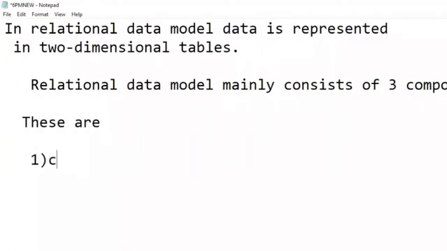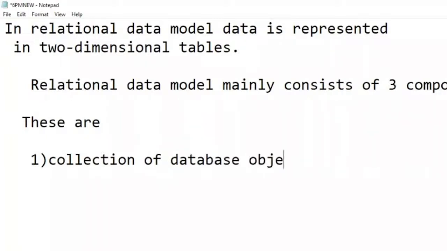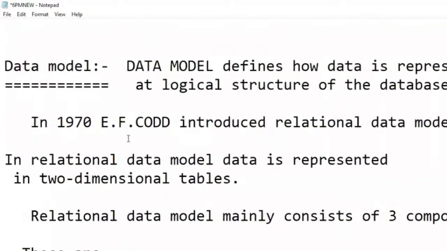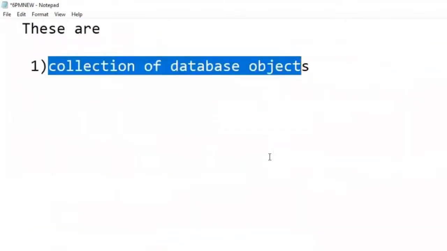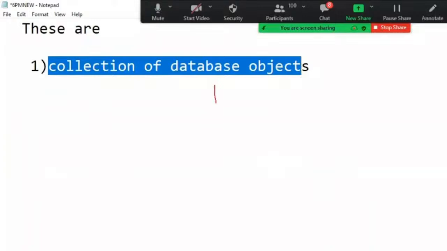A simple collection of database objects. In software like Oracle, SQL Server, DB2, a collection of database objects is available. That is what we learn daily. Actually, slowly observe here, a relational data model mainly consists of three components. What is the first one? A collection of database objects. Collection of database objects is dead easy.